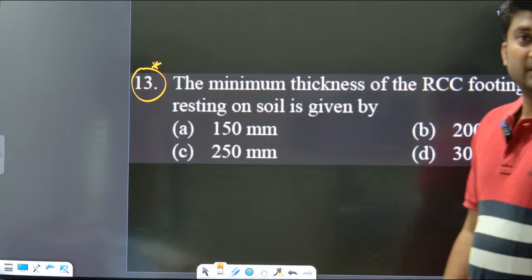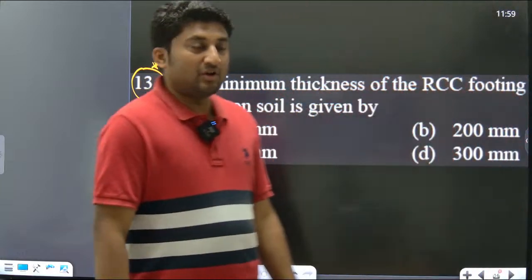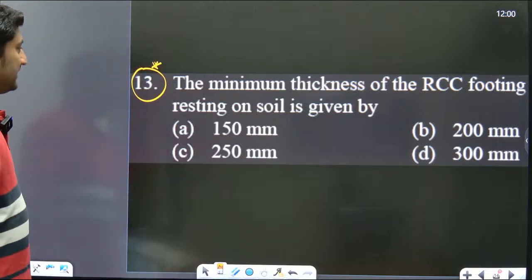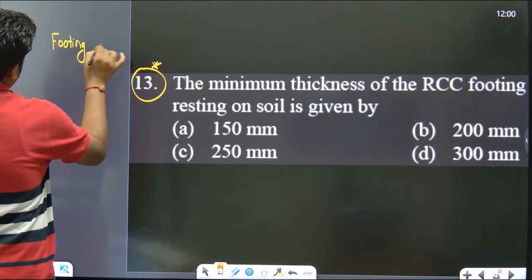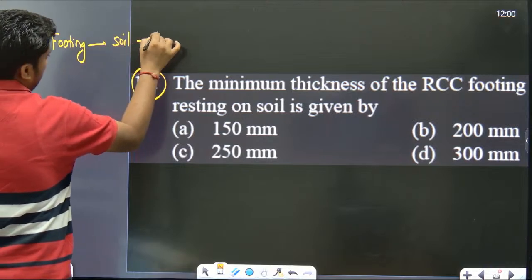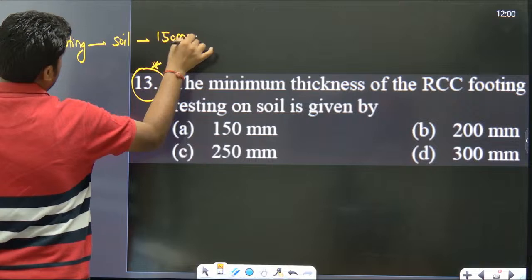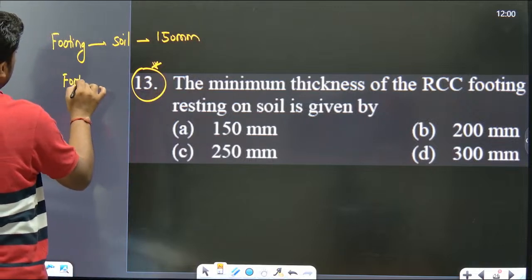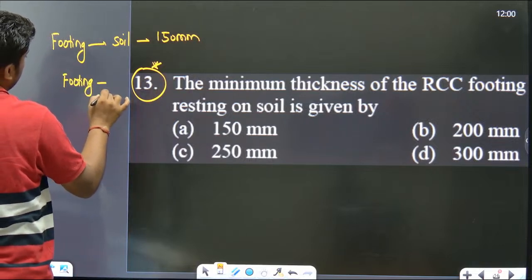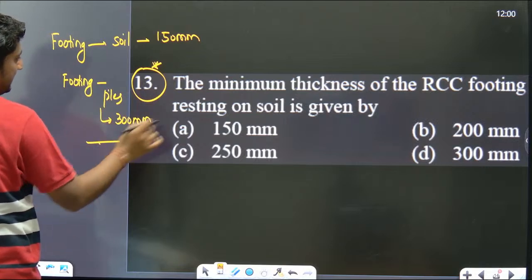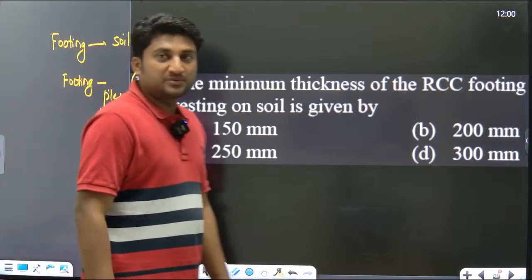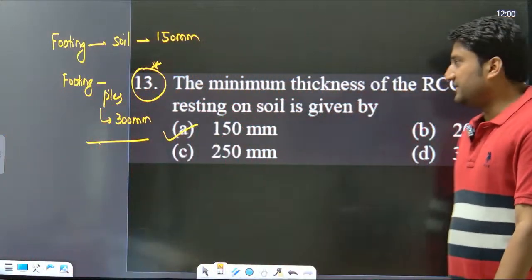Very good. Now look very carefully. Whenever the footing is resting on the soil, the minimum edge thickness should be equal to 150 mm. And whenever the footing is resting on the piles, minimum edge thickness is 300 mm. So this you need to remember, 300 mm. Here the footing is resting on the soil, hence option A is the correct answer. Now moving ahead with the next question.